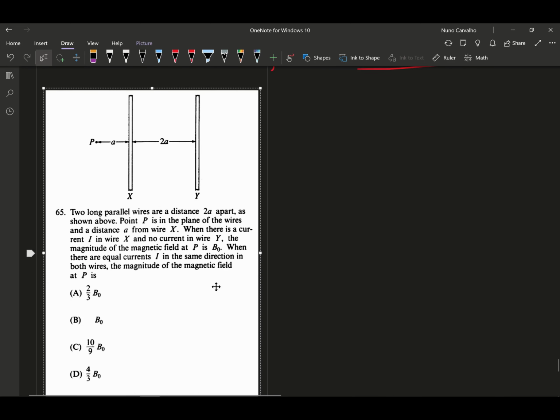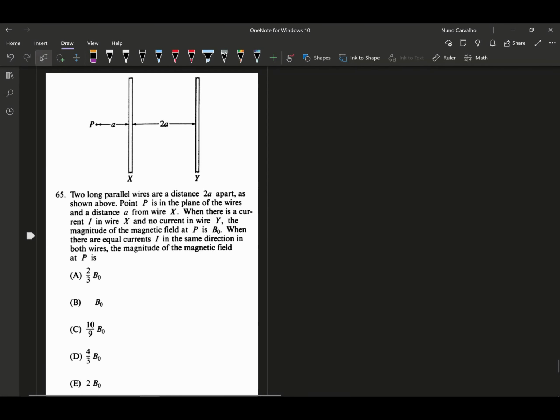In number 65 here, we're given this illustration here, and we're told that when there is a current I going through X, there is a magnetic field of magnitude B0 at P. And then we're asked what's going to be the magnitude of the magnetic field when there's also a current I going in the same direction as X, but in the rod, or the wire I should say. Well, what we need to figure out is what's the magnetic field produced by a long wire like this. And if you haven't memorized it, you can sort of derive the answer by using Ampere's law.